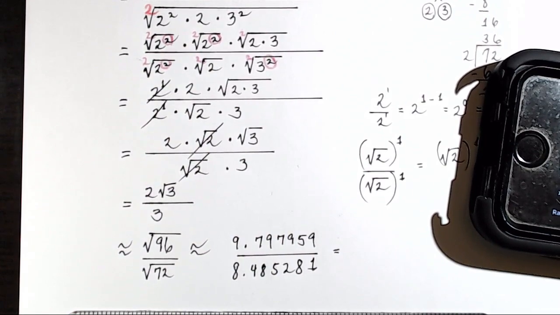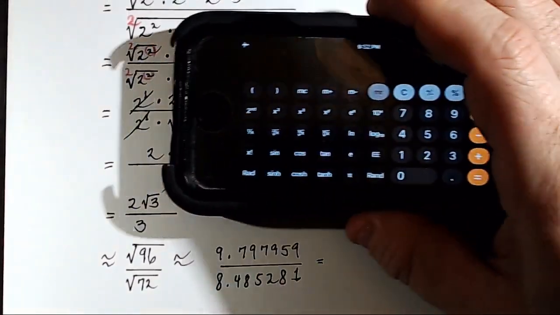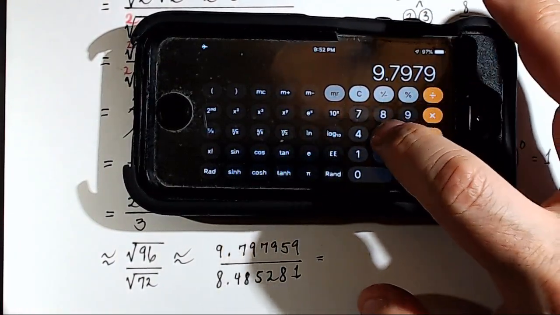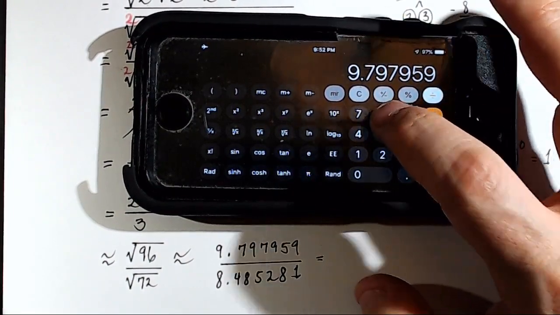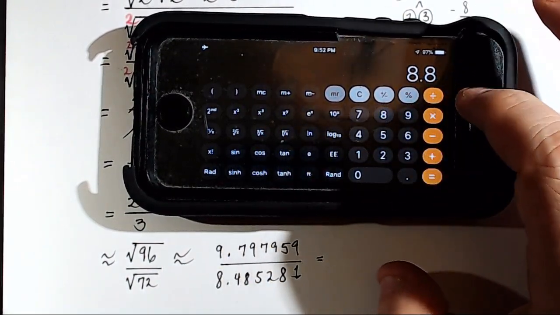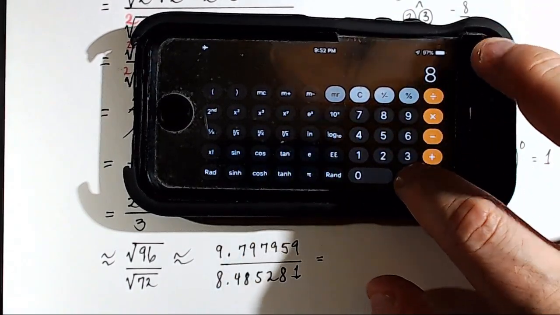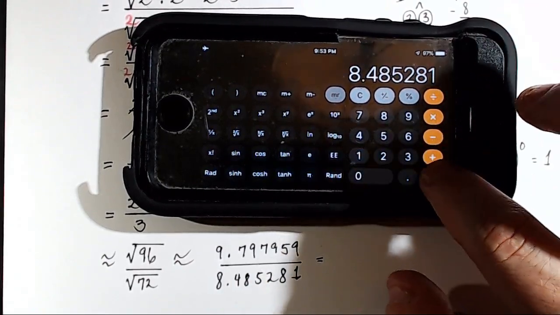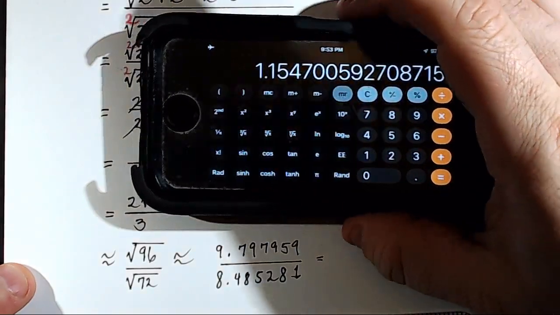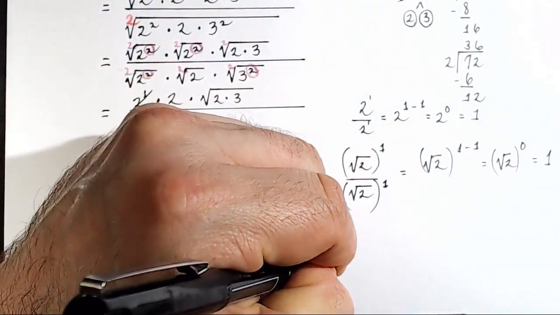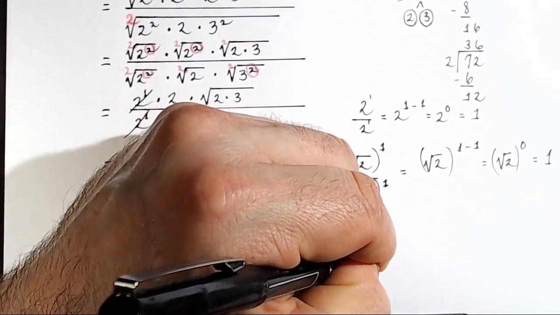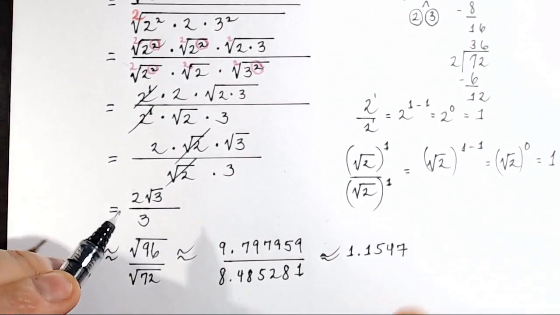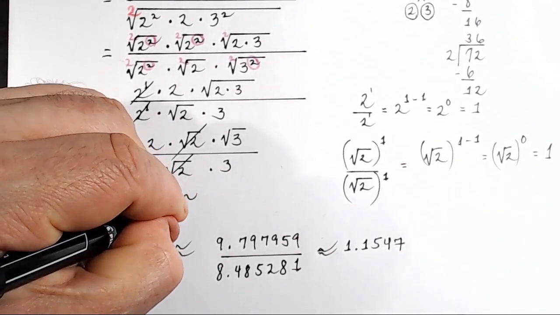Okay, so we'll take 9.797959 divided by 8.485281. Okay, and that equals 1.1547. So approximately equal to 1.1547. So here's the moment of truth. Does this equal this? Well, let's see what this approximately equals.